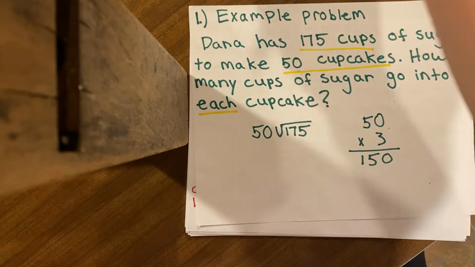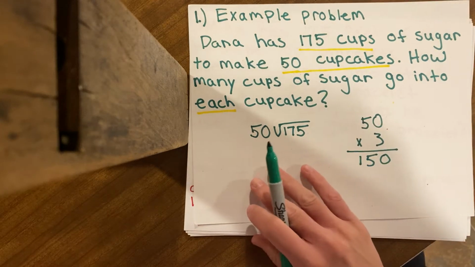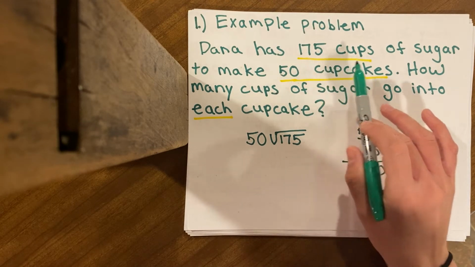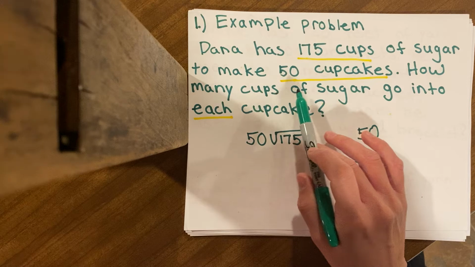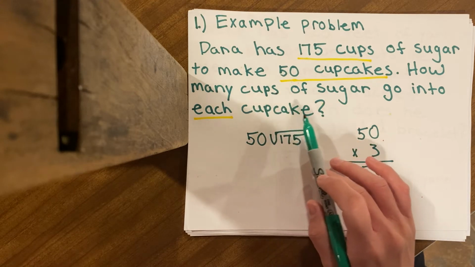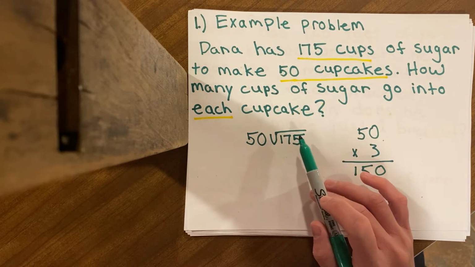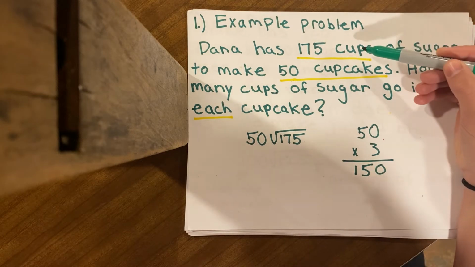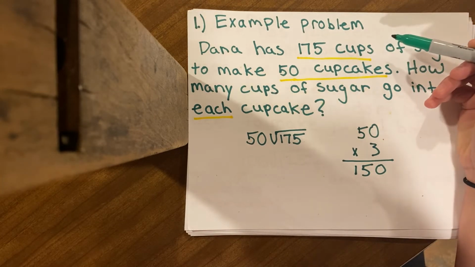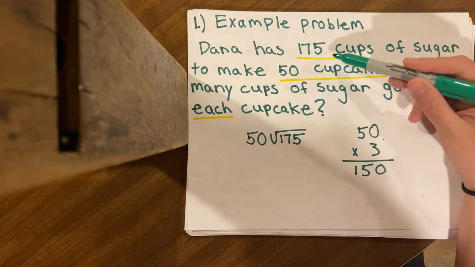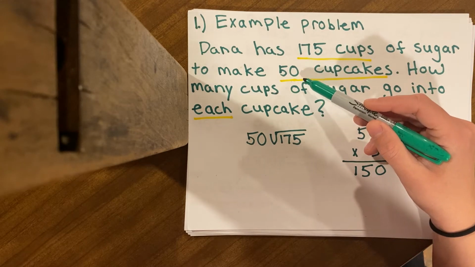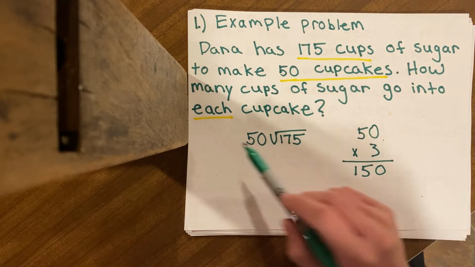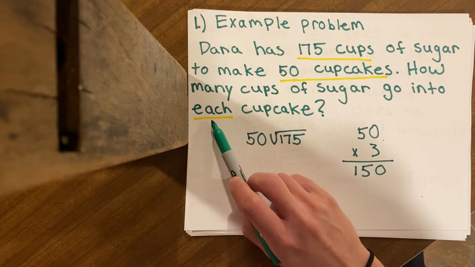Okay, so here's our example problem. Dana has 175 cups of sugar to make 50 cupcakes. How many cups of sugar go into each cupcake? Okay, so we know that Dana has 175 cups of sugar. She needs to make 50 cupcakes. And what we want to find out is how many are going to be in each cupcake.